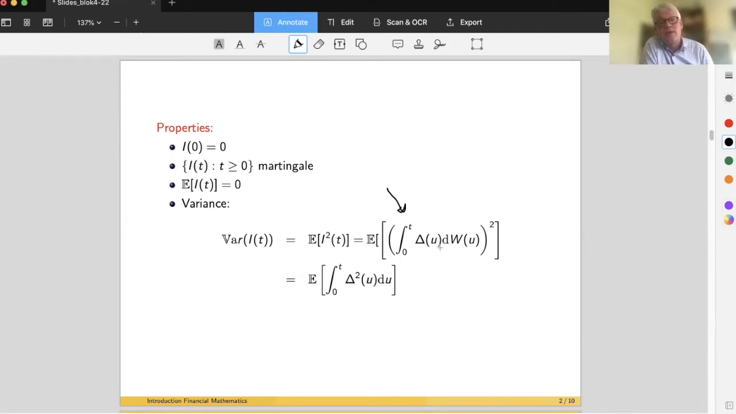Recall that dW squared was equal to dt, and in this case equal to du. So here we essentially take the square inside, and what remains is a classical, well-known, very convenient integral. So the variance is given by the Ito isometry, and this is a very convenient formula.